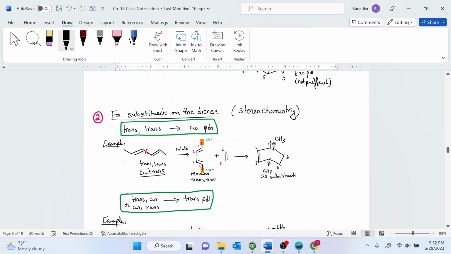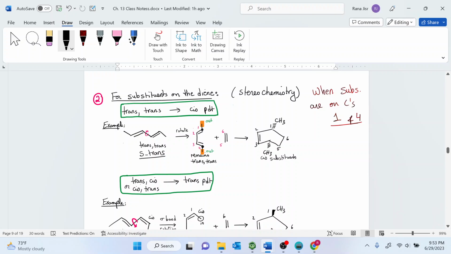So let's consider the rule of the substituents on the diene when the substituents are on carbons 1 and 4 of the diene. Okay, just when they are on carbons 1 and 4 of the diene. So over here, you are doing the rotation. And as I said, when you do the rotation, please make sure to retain the stereochemistry of the substituents around the double bond. If they are trans, keep them trans. In this case, both CH3s are going to be out. Out means that they should be behind.